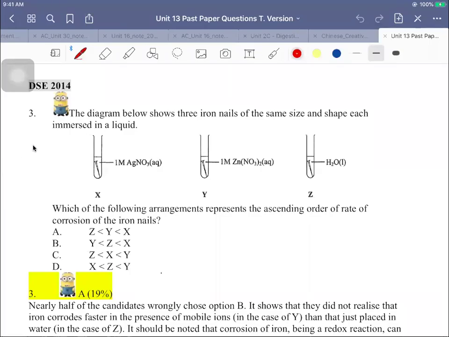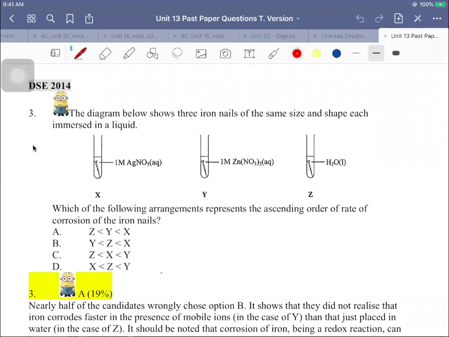Okay, I start with the MC question. If you have any problem with what I am explaining, just type in your question or stop me, unmute yourself and ask me, okay?